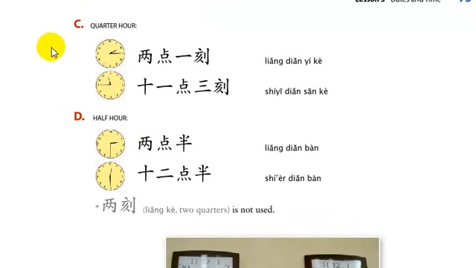Here's some practice with the quarter hour. So this is right here 2:01, 2:15. This is 11:03, which would be 11:45. Here we have 2:30, which would be 2点半, and here we have 12:30, which is 12点半.